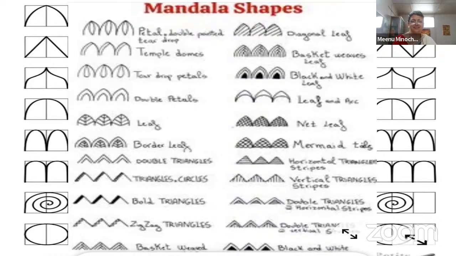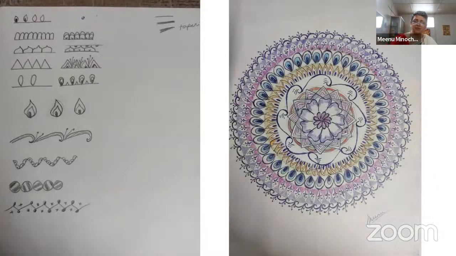Okay. But just take a little care of the symmetry. That also is not necessary, but it looks good. Like I showed over here, you can make a border of just swirls, and it gives a different feel to it. I'll just show another one.